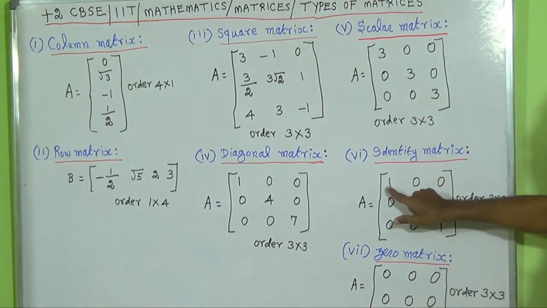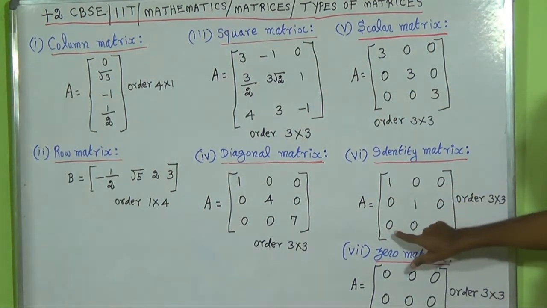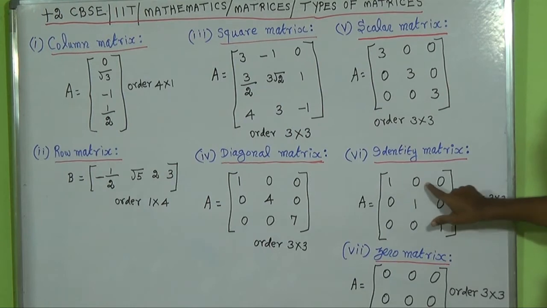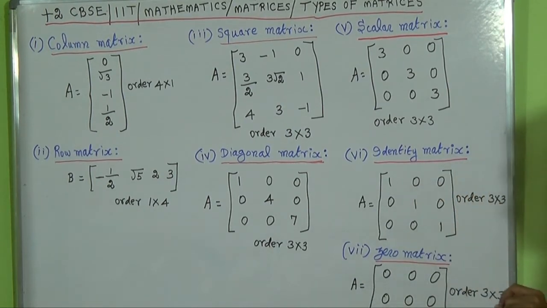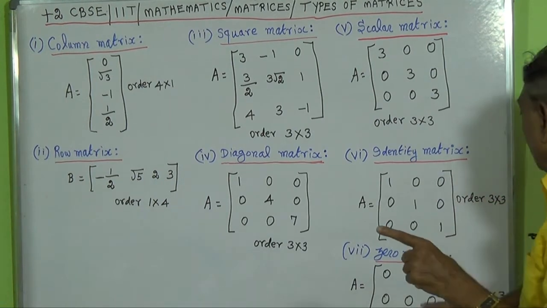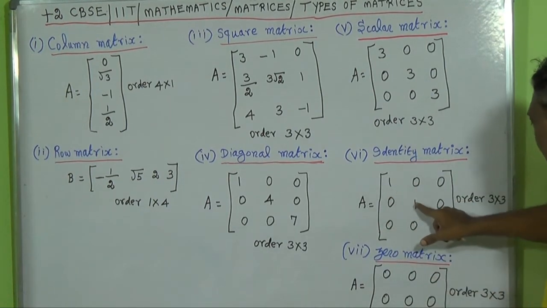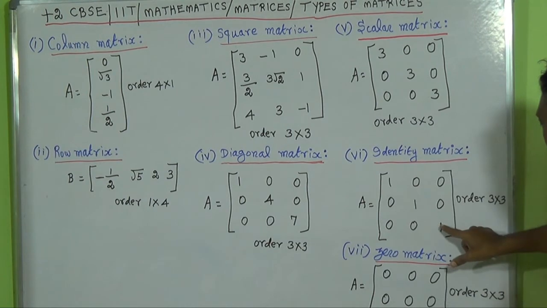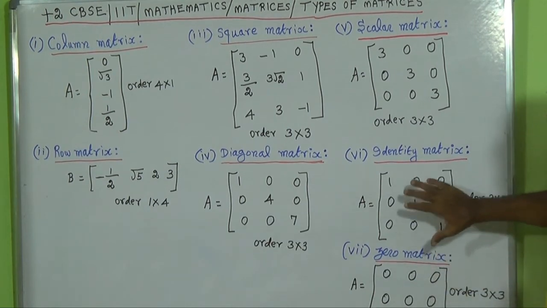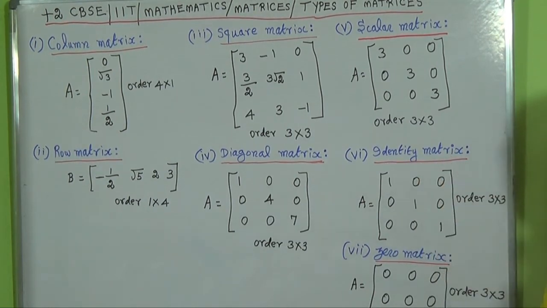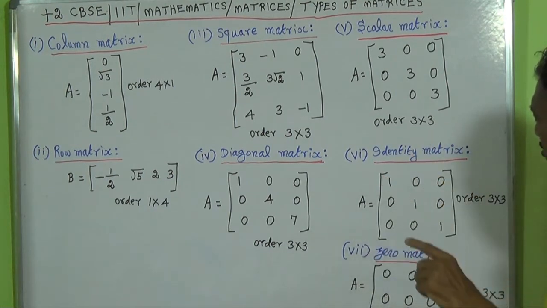First condition, number of rows should be equal to the number of columns. There are 3 rows and 3 columns. So the first condition is satisfied. The second condition is there should be elements only in the diagonal. There are elements only in the diagonal. All non-diagonal elements are 0. So the second condition is also satisfied.